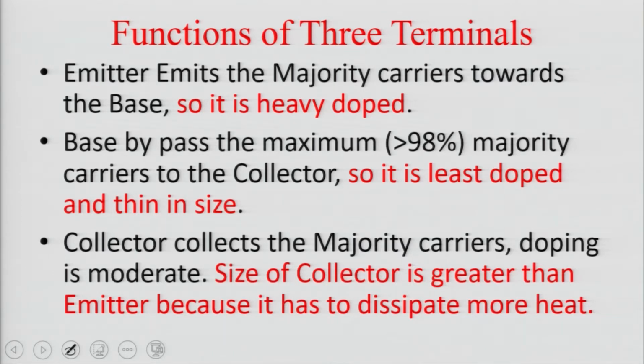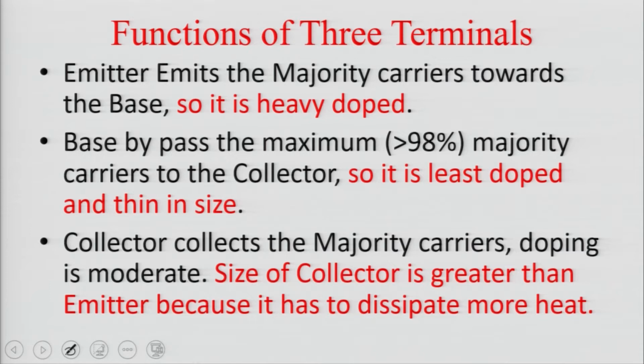Because the majority charge carriers can then easily bypass into the collector. Now, what about the collector? The collector will collect the majority charge carriers, so the doping of the collector should be moderate. Why should it be moderate? Because the collector has the same nature of majority charge carrier as the one it has to collect, so the collector doping should be moderate so that it can easily collect the majority charge carriers.